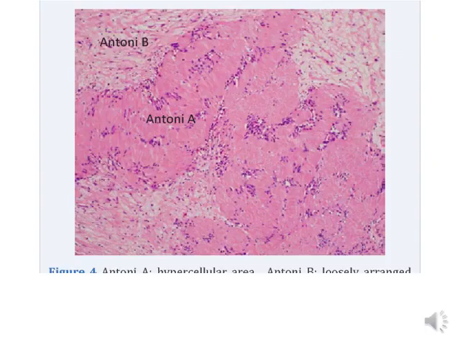Practical specimens for CNS pathology. We would start with schwannoma. First specimen is a microscopic picture of schwannoma.